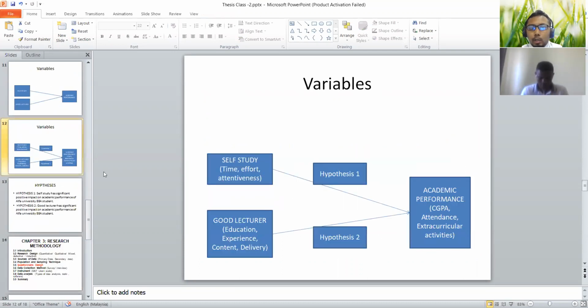So that's why chapter 2 is the most fundamental and most important chapter of a project. So if you have multiple hypotheses, then you have multiple objectives and multiple research questions. Is it clear? It is very fundamental.